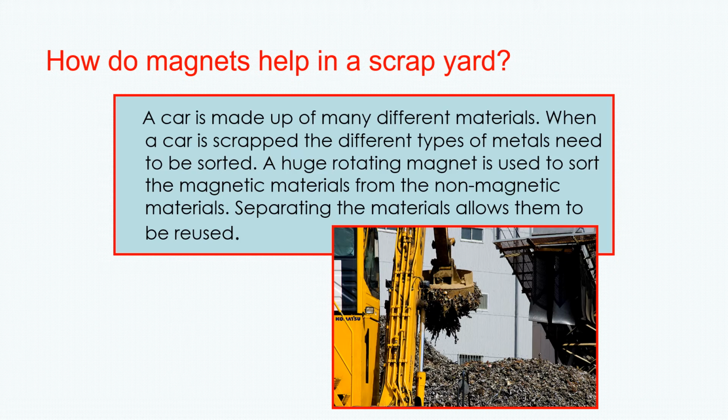Now, inside a car there are seat covers, seats, glass, tyres, so many different things. All of these are non-magnetic materials. To separate them, there is a huge rotating magnet which is used to sort the magnetic materials from the non-magnetic material. Separating the materials allows them to be reused. If we separate them, we can reuse them easily. So that is why in this scrapyard also a magnet can be used in a very effective way.